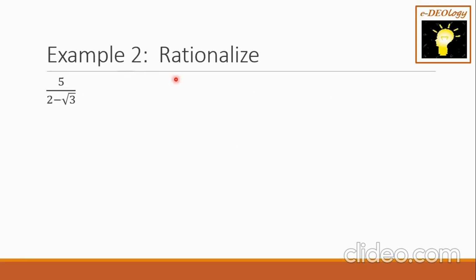Let's have example 2. Rationalize the fraction 5 over the binomial 2 minus the square root of 3. So for this binomial, our aim is to remove the radical in the denominator. We're going to use the product of conjugate pattern.